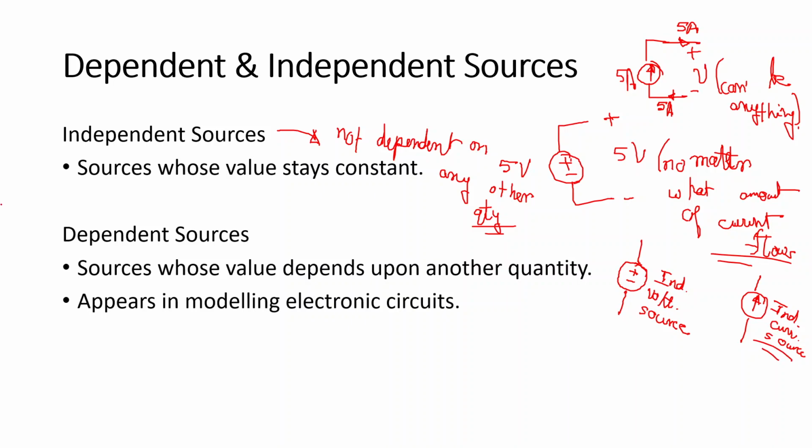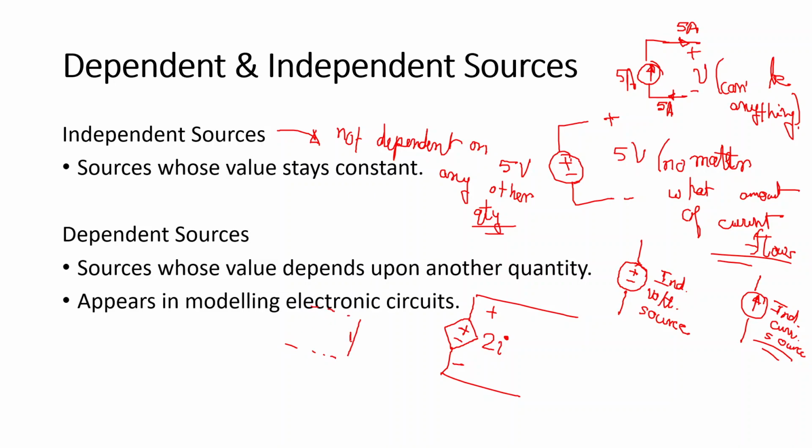In case of dependent sources, the source whose value depends upon another quantity, it mainly occurs when we try to model electronic circuits. So let's take an example of a current dependent voltage source. Dependent sources are represented by a rhombus. If it's a voltage source, it is again plus minus, and let it depend on some current I. So 2 into I is the voltage across this voltage source. This depends upon some current that is flowing, let's say, in another circuit.